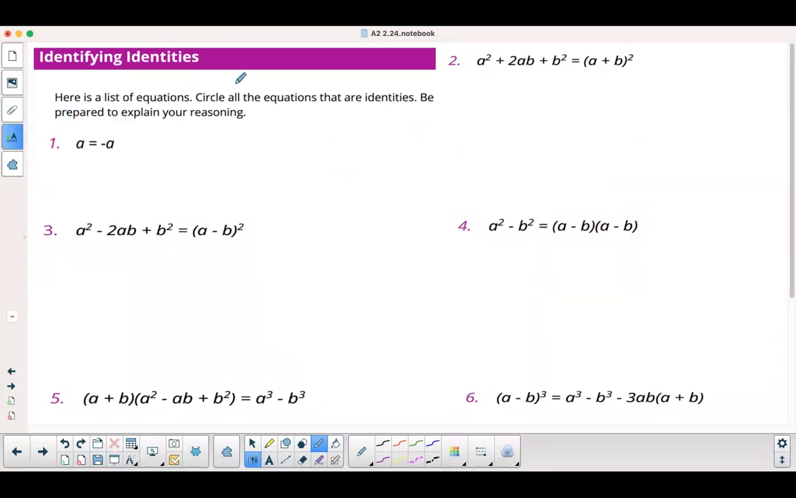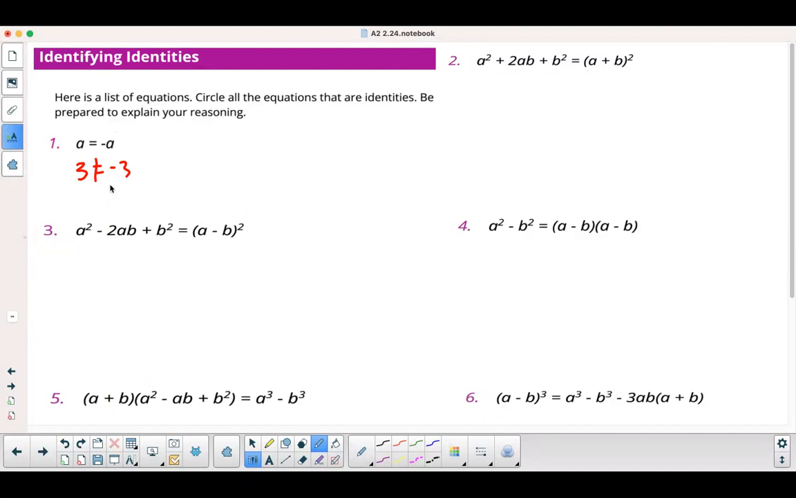All right, so here's a list of equations. Circle all the equations that are identities. Be prepared to explain your reasoning. So we're going to try to use some algebra to get them to equal. So is a equal to negative a? Only if a is 0. If a is 3, 3 is not equal to negative 3.